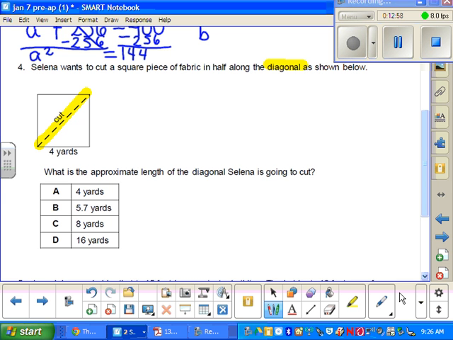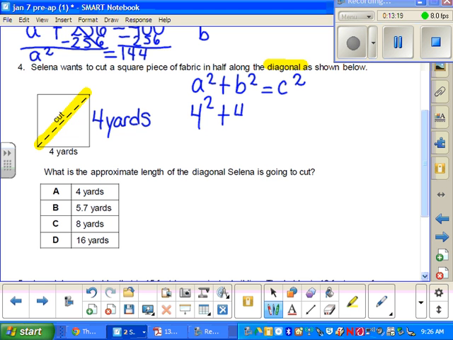All the sides are the same. So I know that my other side of my square is also going to be 4 yards. Now that I have 2 sides of my triangle, I can put it into my formula. So I know A squared plus B squared equals C squared. So my A is 4, so 4 squared, plus my B is also 4, 4 squared, equals my C squared.